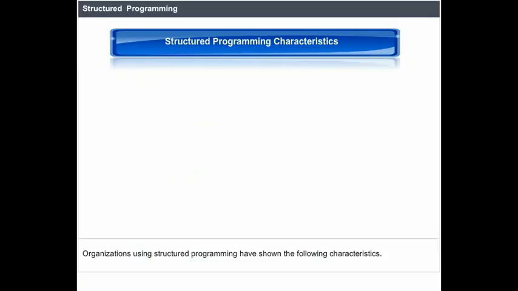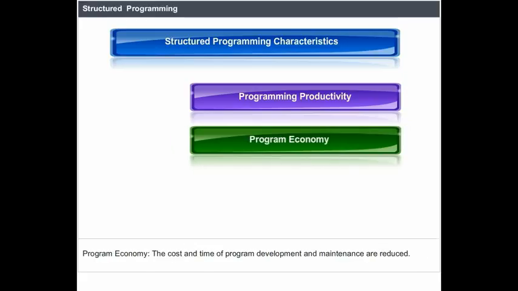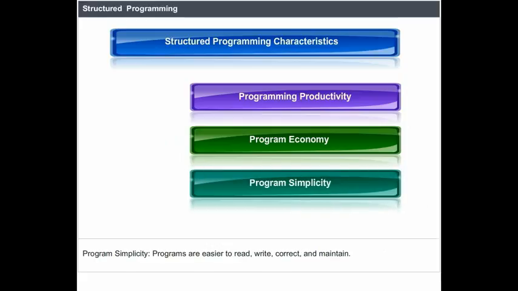Organizations using structured programming have shown the following characteristics. Program productivity. Programmers write more program statements per day with fewer errors. The cost and time of program development and maintenance are reduced. Program simplicity. Programs are easier to read, write, correct, and maintain. Modular design. Structured programming is used as a set of tools to improve program organization, facilitate problem solving, and make code easier to write and analyze in both individual and group projects.